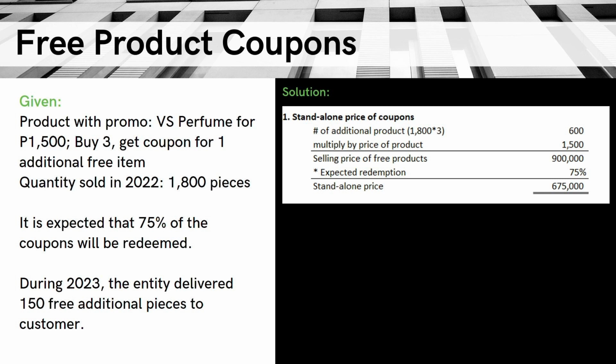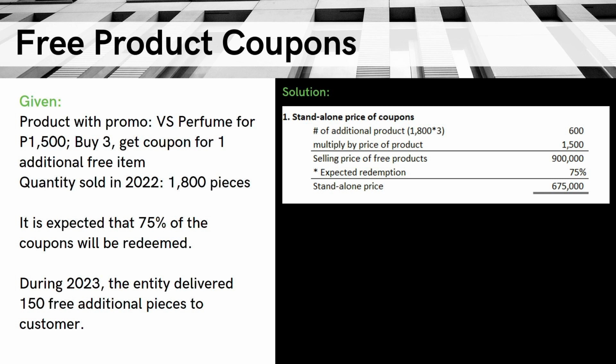Okay? And then, i-multiply nimo sa price niya sa Victoria's Secret nga perfume, which is amo ang free gihapon, that is 1,500. So, 600 times 1,500, that's a total of 900,000. And then, i-multiply nimo sa expected redemption. Okay? Expected redemption is 75% as stated here. So, that's a total of 675,000. So, how many siya ang standalone price ni free coupon?